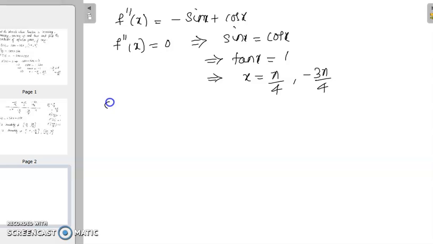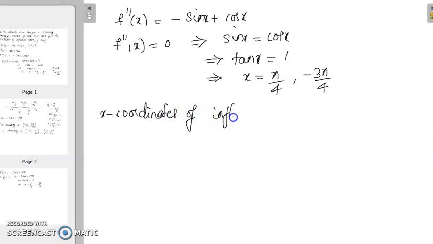So therefore these will be the x coordinates of inflection points. So the x coordinates of inflection points will be equal to minus 3 pi by 4 and pi by 4. Now we will look at the intervals of concavity.